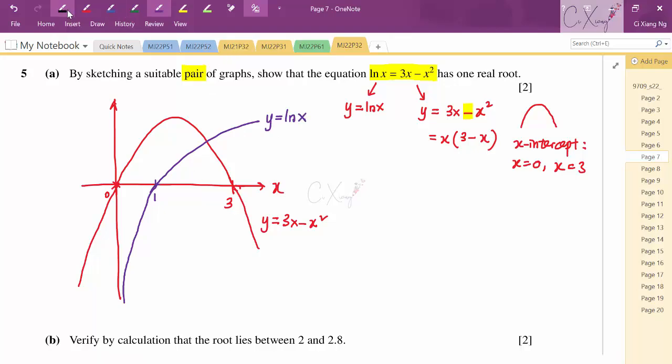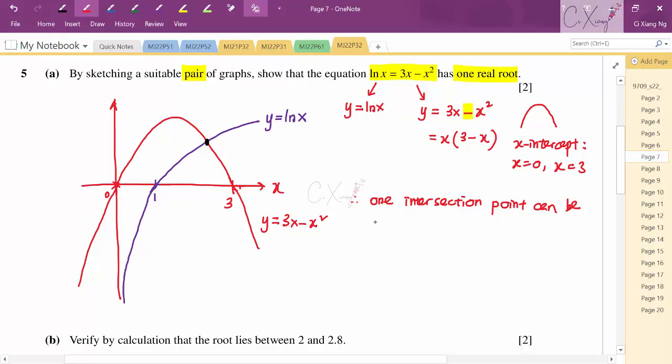So from here, very clearly we can see there's only one intersection point, which tells us that there's only one real root for these two graphs. Right? So we should make a suitable conclusion. You can write it in this way: one intersection point can be seen. Okay, and therefore, there's one real root. Okay, so this is how we solve part A.